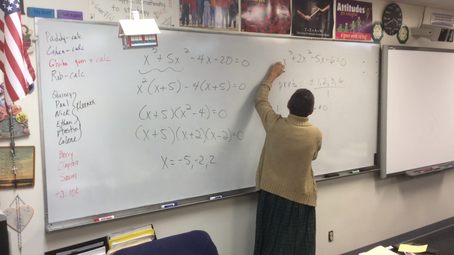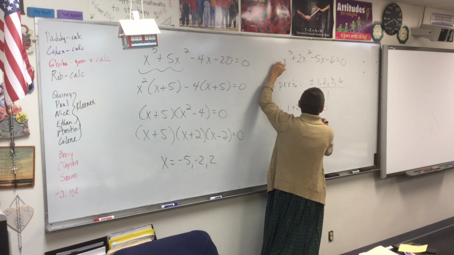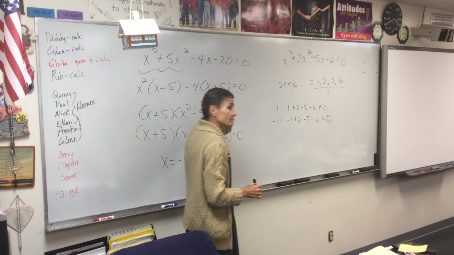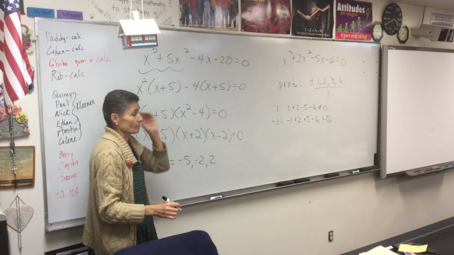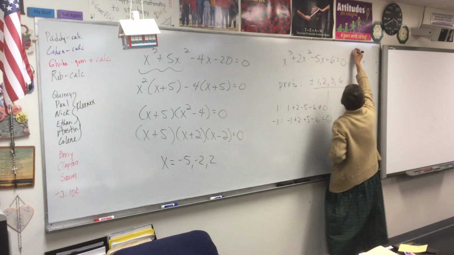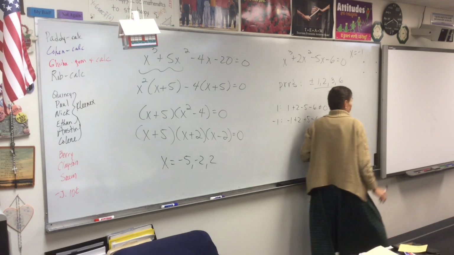So -1 plus 2 plus 5. I think I found one. -1 works. So the direction said find the zeros. One of the zeros is -1.